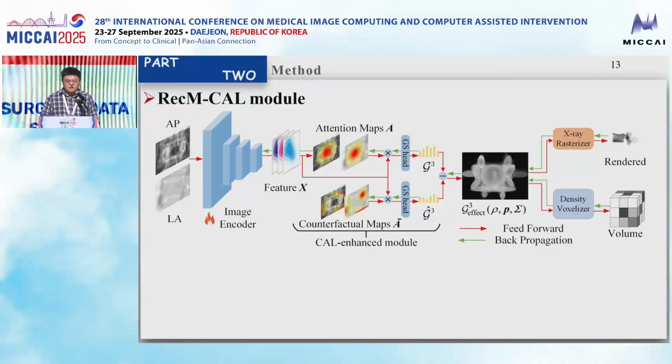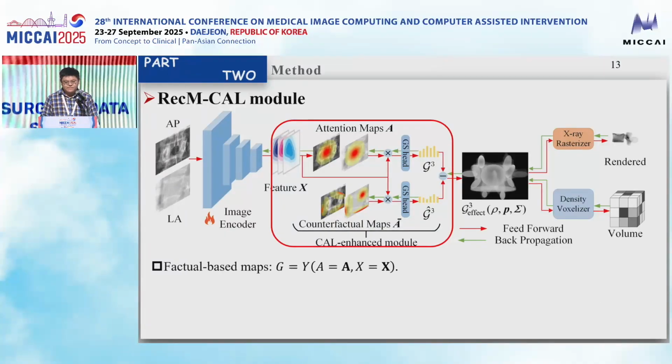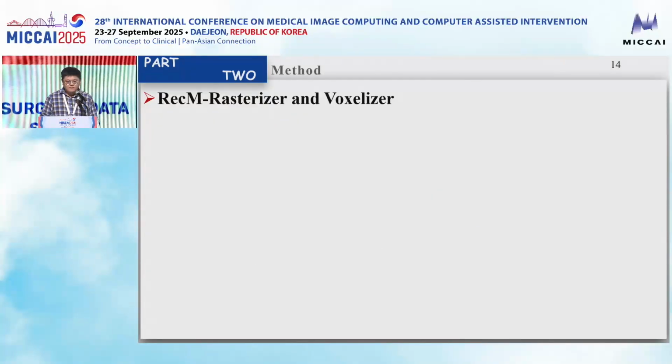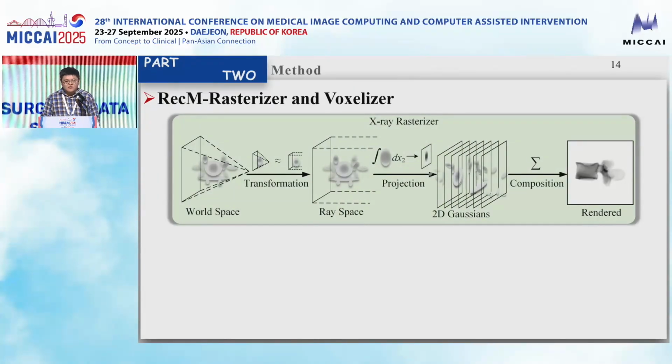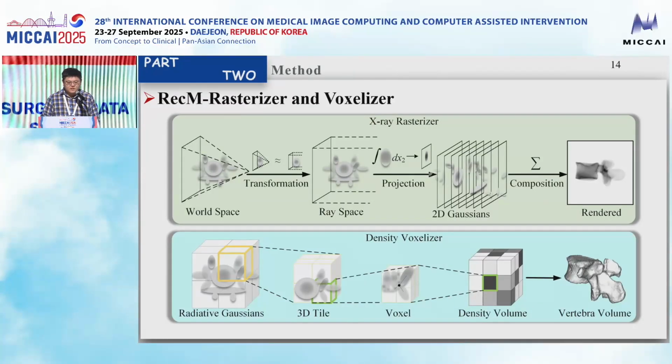Let me introduce the details of the RACM network. The input of RACM is biplanar X-rays. Then the image encoder will extract the image features. We use the CAR module to help the net predict the volume precisely. Next, let me introduce the rasterizer and the voxelizer in RACM. The rasterizer can project images to compute the loss against the ground truth images, thereby updating the parameters of RACM. The voxelizer can convert Gaussian parameters into a volume.